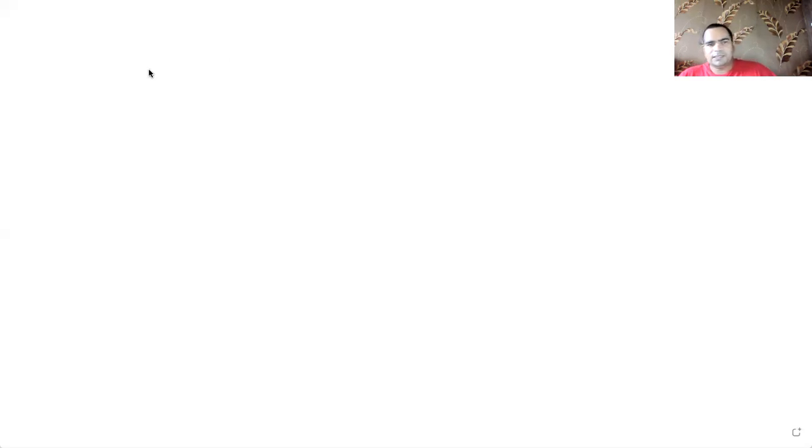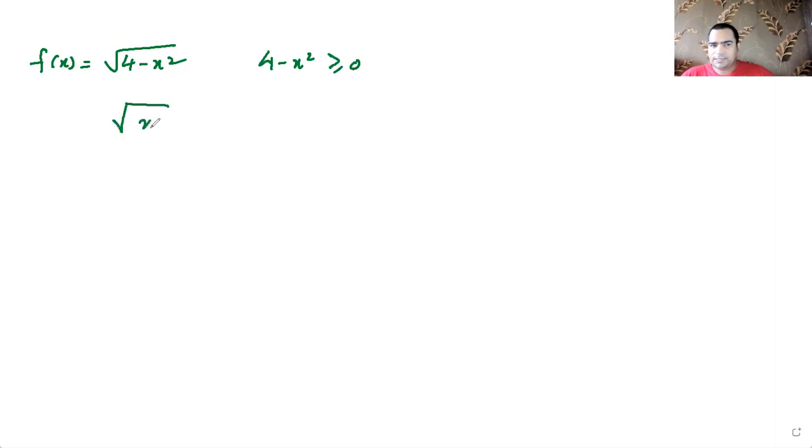So let's say my equation is f of x is root of 4 minus x squared, and we are asked to find the domain and range for this kind of question. Now, what we need to understand is that 4 minus x squared must be a positive number, because the square root of x graph is defined only for x greater than or equal to 0. So this is the square root x graph. Any square root graph is not defined for negative x values.